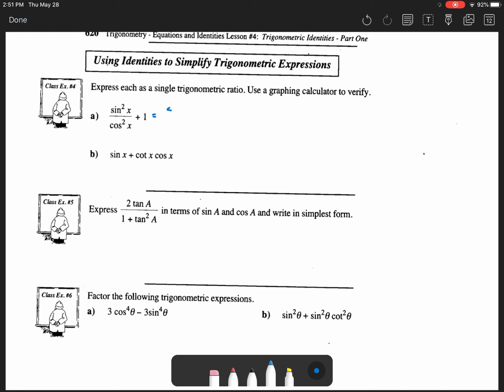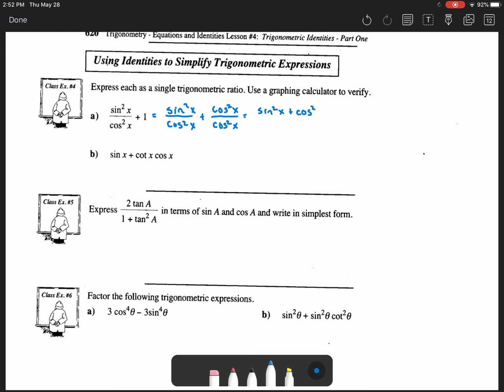So what I want to do here is add sine squared of x over cos squared of x plus 1. We know that when we add, we need a common denominator. The first expression will stay as sine squared of x over cos squared of x. But the number 1, if I want to add it to that, must have a common denominator of cos squared of x. So I multiply numerator and denominator by cos squared of x. So there's the number 1, cos squared of x over cos squared of x.